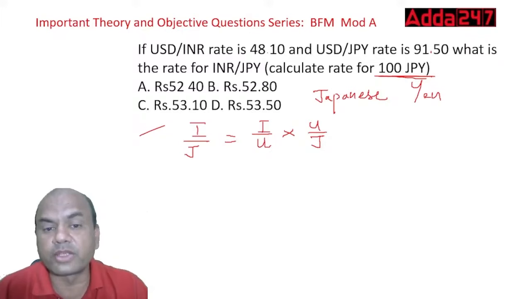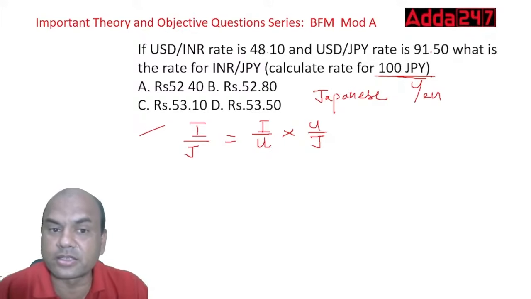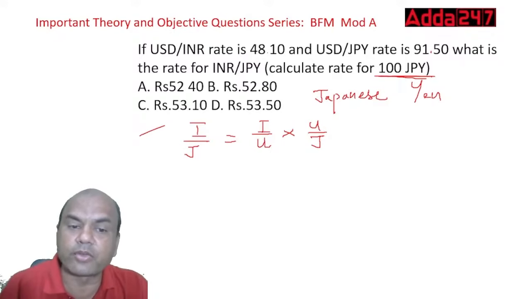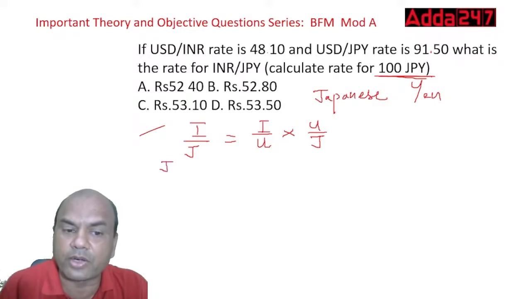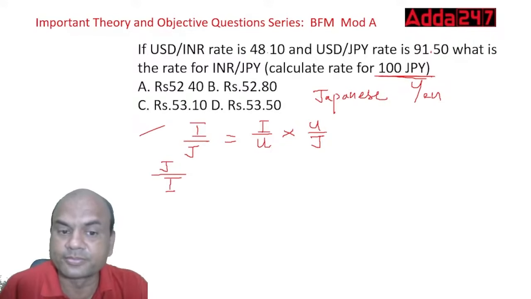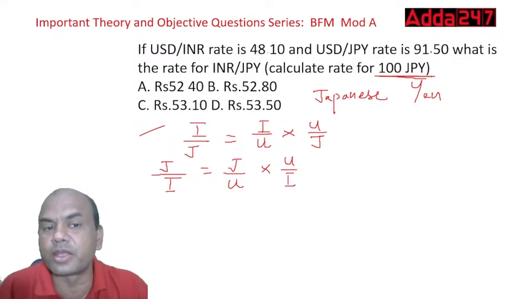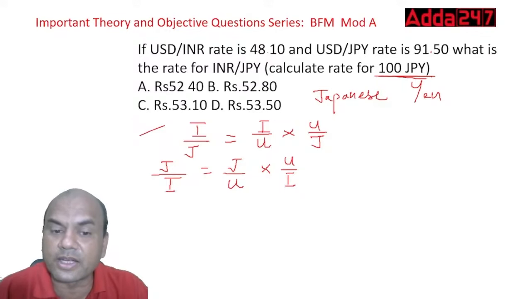See here, when I say INR to JPY, I want this rate, but it is actually the reverse one, JPY to INR. Whenever we find this rate, we find it this way. JPY to INR, this is what we find out, and then JPY to USD into USD to INR. This is what we always find out. So first find out this. If they ask you INR to JPY, you can reverse it later, because this rate is difficult to find out. This rate is very simple.